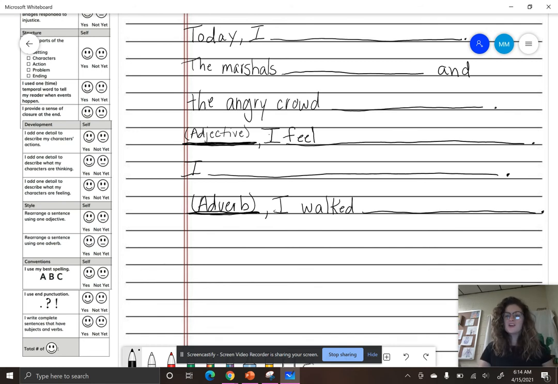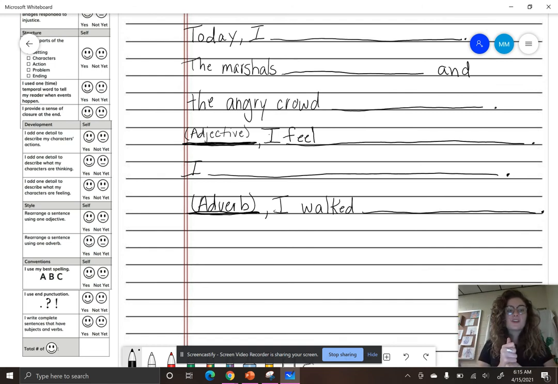So let's think about our writing. Today, I stopped in front of the school and prayed for the angry mob. The marshals were scared, and the angry mob was yelling at me. Confused, I stopped and asked for forgiveness for these people. I don't understand why they are mean to me. Quickly, I walked into the building after I prayed. That's an example of how you can dig a little deeper and explode that moment.